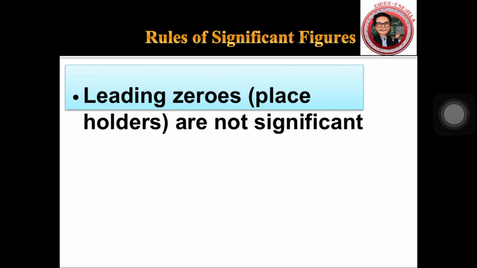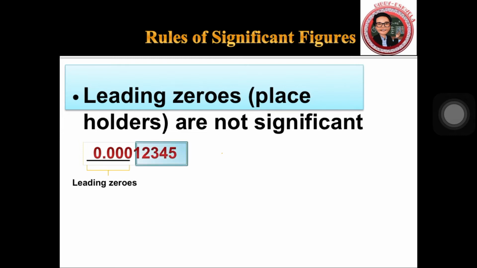Moving forward, rule number 3. Leading zeros, the other name for that is placeholders, are not significant. Look at this example. The zeros at the left side of this number are called leading zeros, which as per rule number 3 are not significant. But how about the digits at the right side of it? Do you think they're significant? Yes, because they are all non-zero digits, which based on rule number 1 are considered significant. And since we have 5 non-zero digits there, then obviously it will give us 5 SF as well.